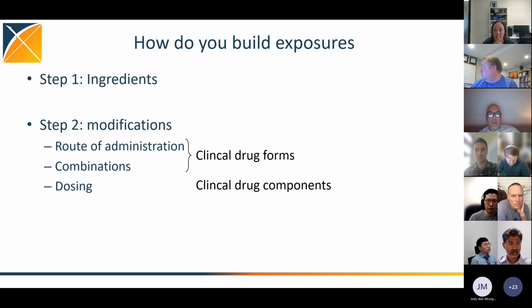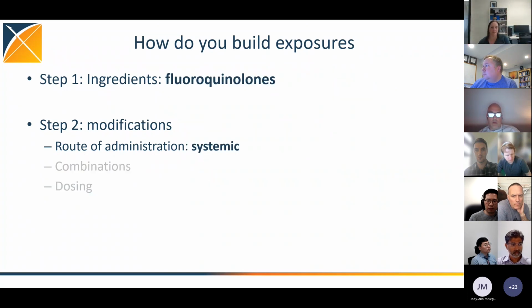I'm just going to show you the fluoroquinolones. The other ones work the same way, and any other drug exposure works exactly the same. In this case, we want the fluoroquinolones, which is a class of drugs, so there are multiple ingredients. We need to figure out each ingredient.